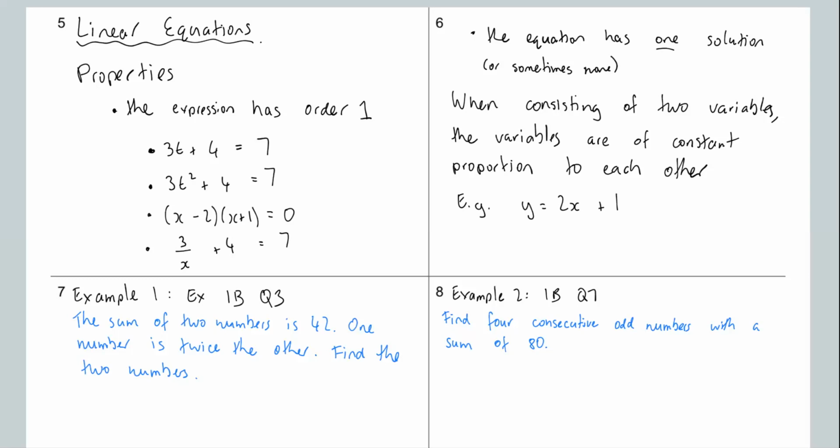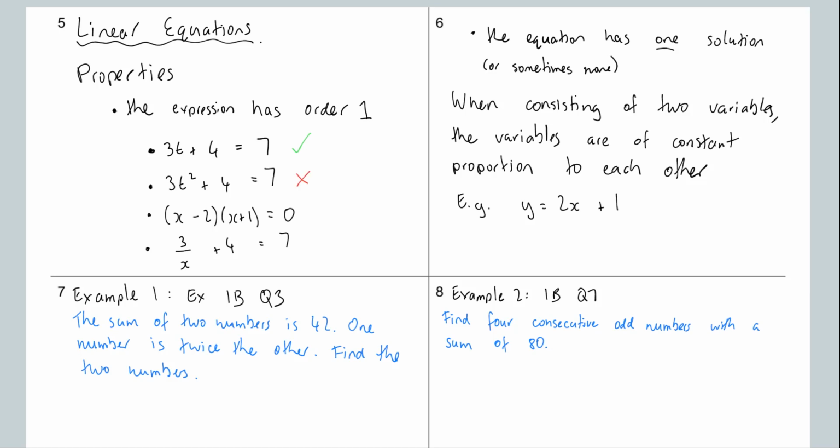Hi there. In this video, we're going to have a look at linear equations, what they look like, and how we can solve some problems that are linear equations. The first thing to point out, I guess, is that linear equations have order 1. And what that means is that if we have a look at the variable in the equation, it's raised to the power of 1. So this, for example, is a linear equation.